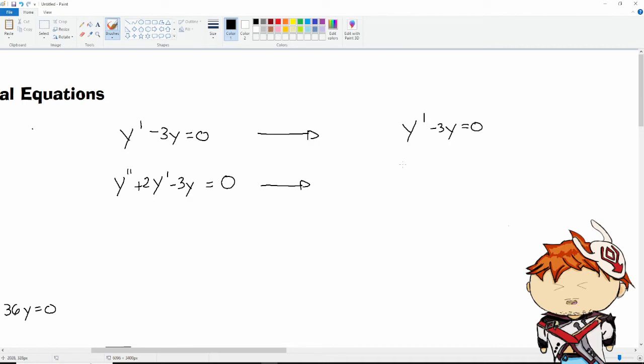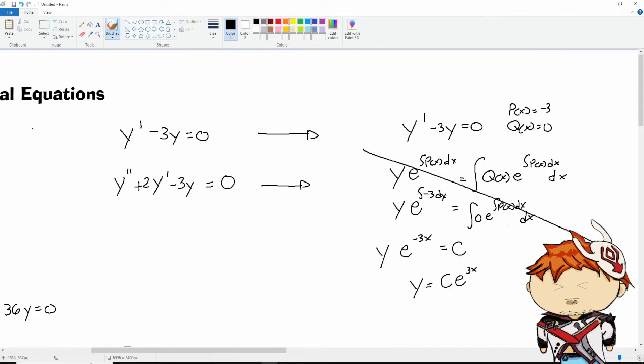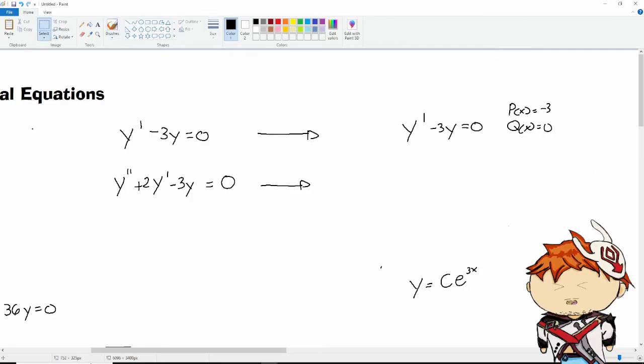We can determine its general solution using separation of variables. We can easily solve for it. Probably I'll just speed up the process. Okay, I'm gonna delete the solution. We now know that our answer to our first order differential equation is C e raised to 3x.